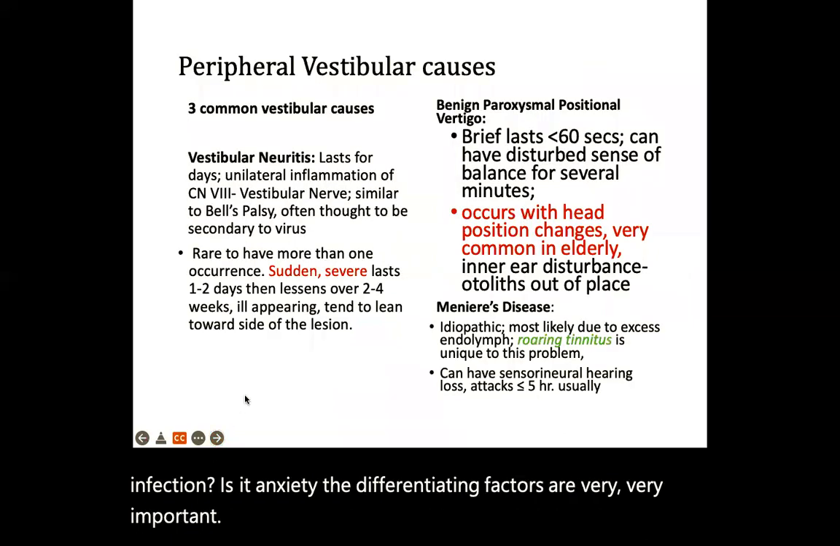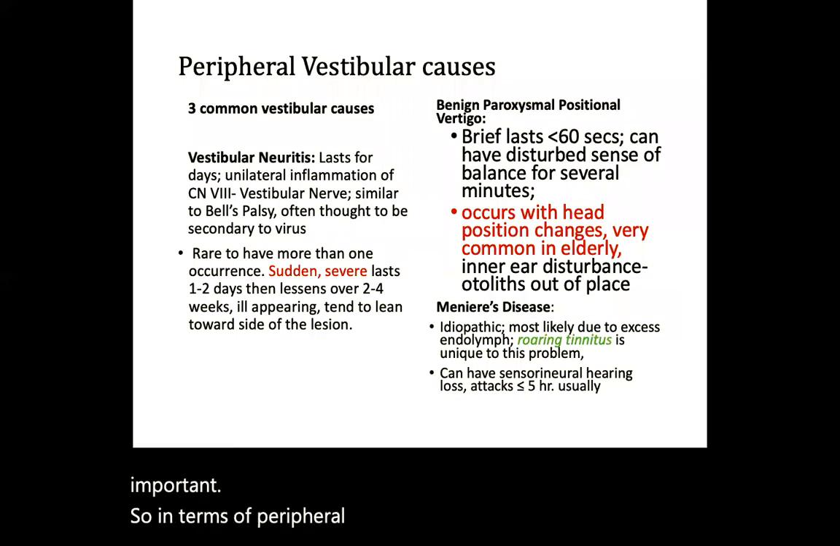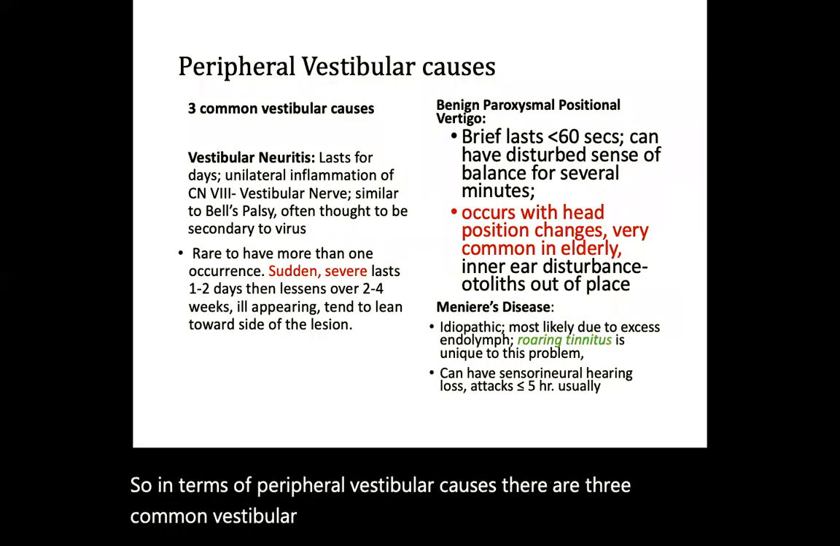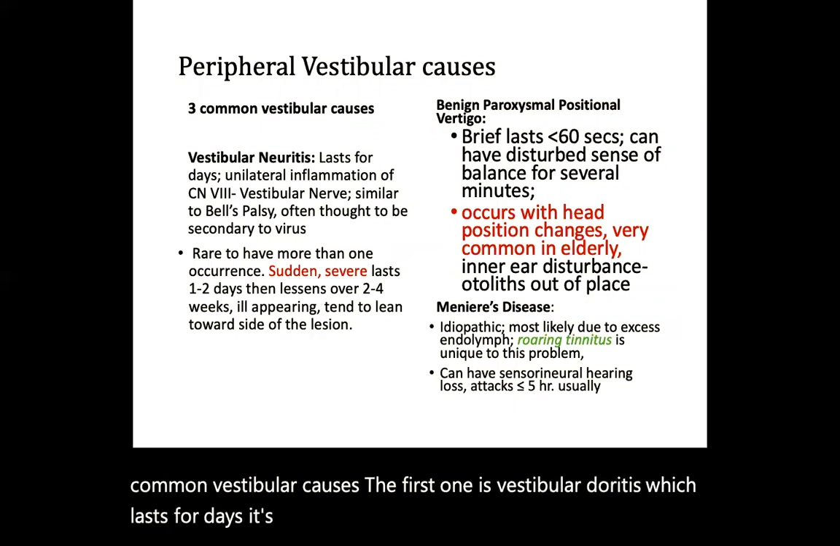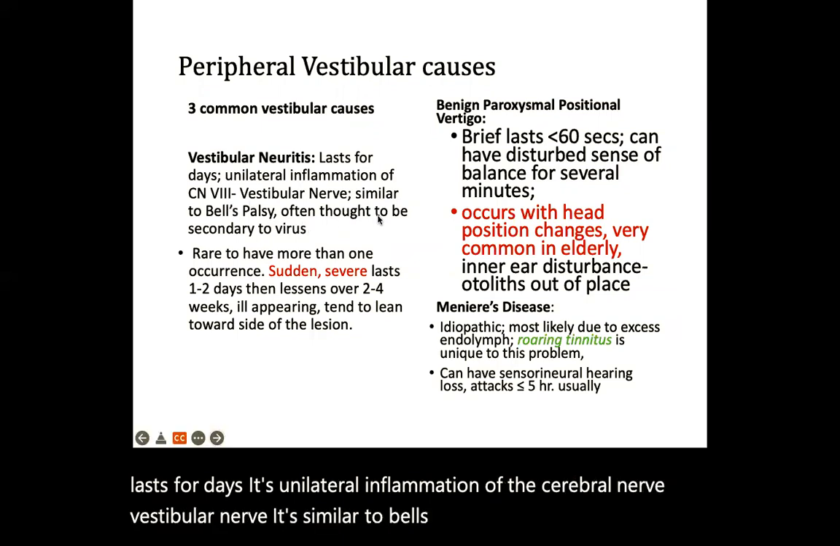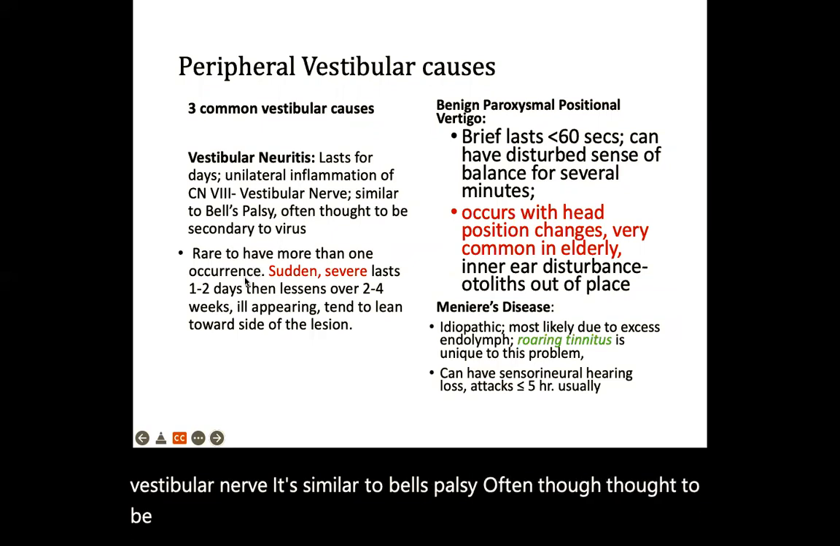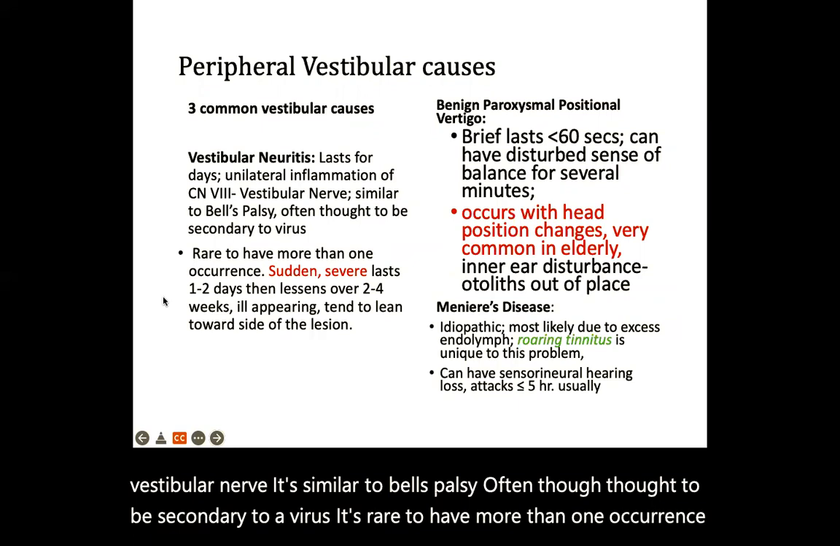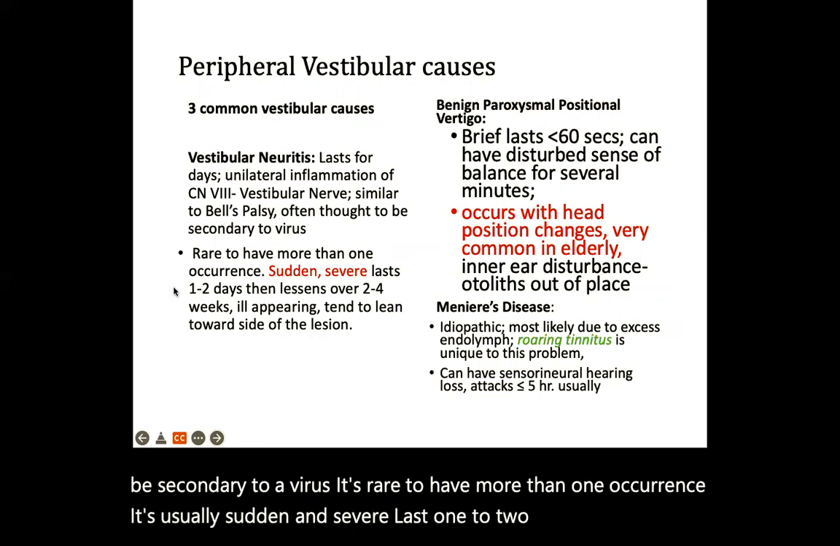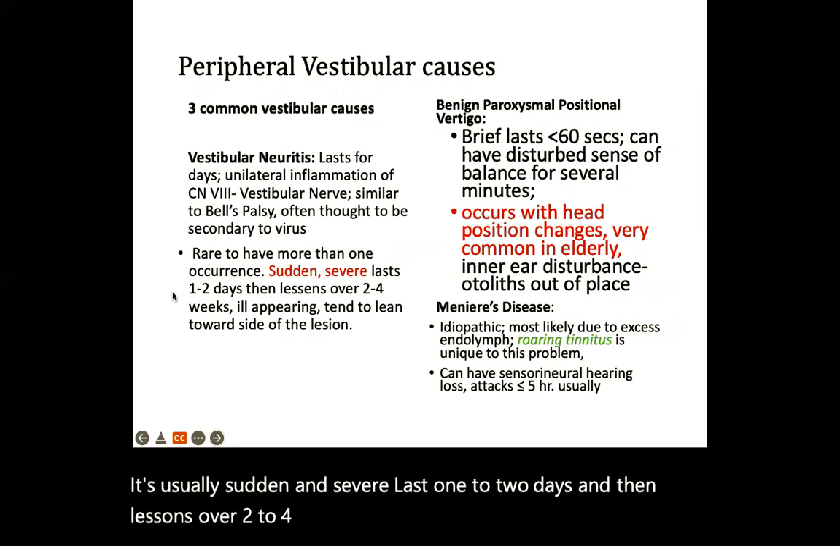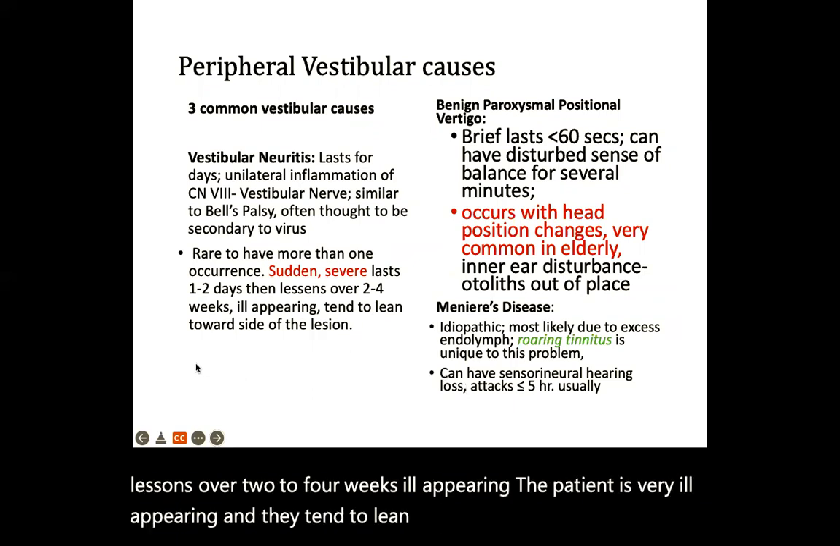Okay, so in terms of peripheral vestibular causes, there are 3 common vestibular causes. The first one is vestibular neuritis, which lasts for days. It's unilateral inflammation of the vestibular nerve. It's similar to Bell's palsy, often thought to be secondary to a virus. It's rare to have more than one occurrence. It's usually sudden and severe, lasts 1 to 2 days, and then lessens over 2 to 4 weeks. The patient is very ill appearing, and they tend to lean towards the side of the lesion.